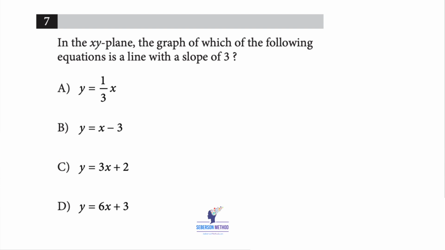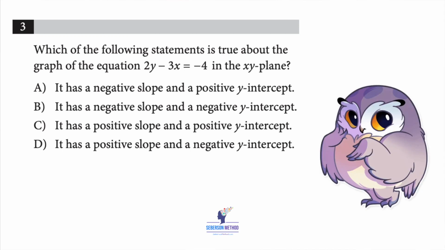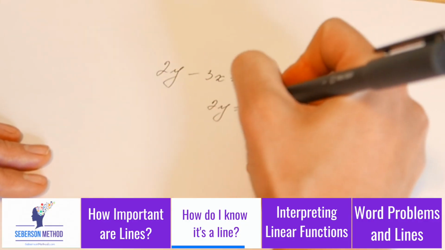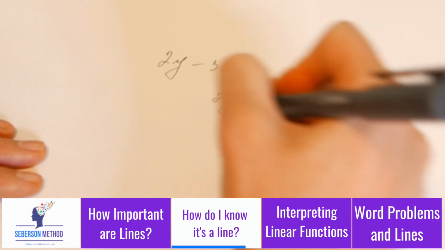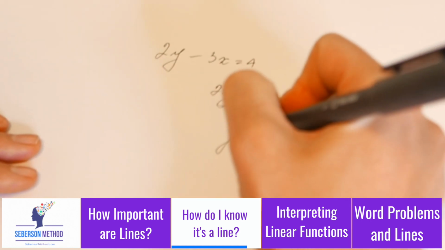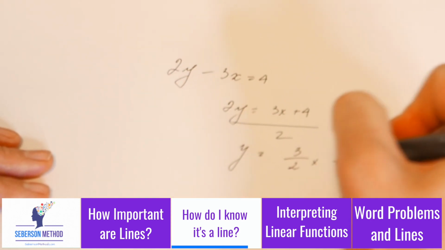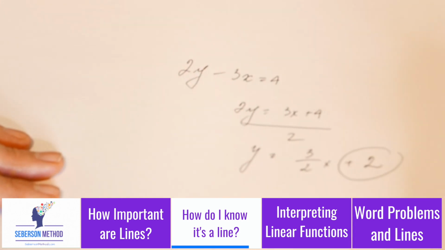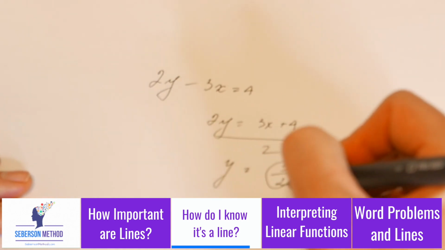The next one: which of the following statements is true about the graph of the equation? Remember what we talked about, presenting the formulas in an unusual way? There you go: 2y minus 3x equals negative 4. Right now, this function is not in standard form. It's not in slope-intercept form, so you're just going to turn it around. Let's take a moment and do that together. We're going to add 3x on both sides, and we're going to end up with 2y equals 3x minus 4, and then we will divide by 2 on both sides. We will end up with 3 halves x minus 2. So your slope is positive.